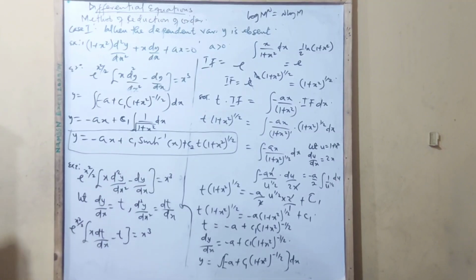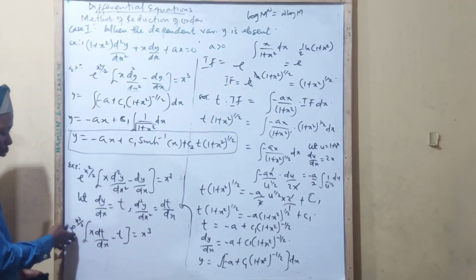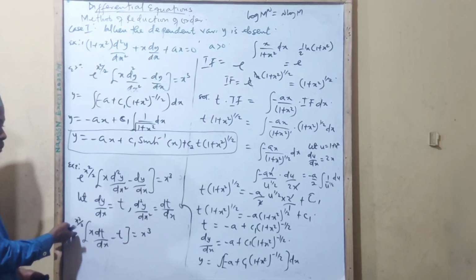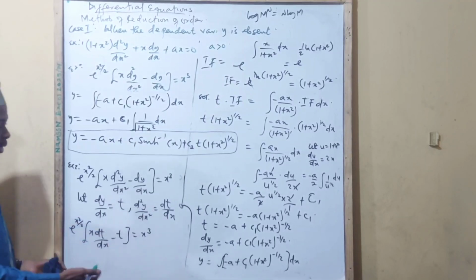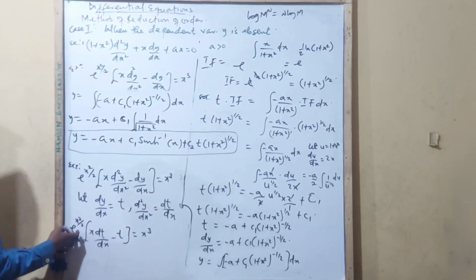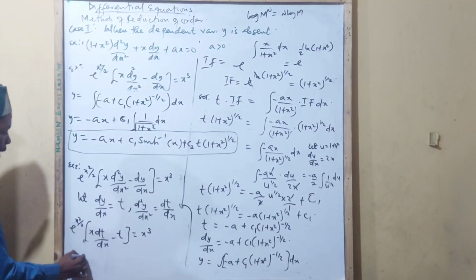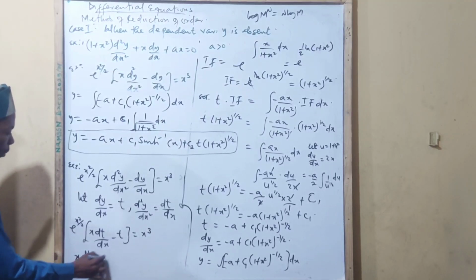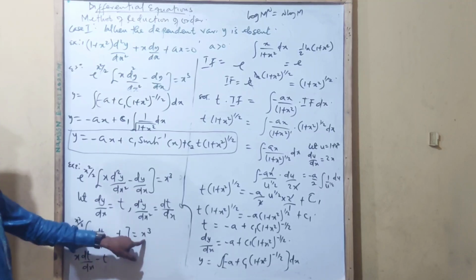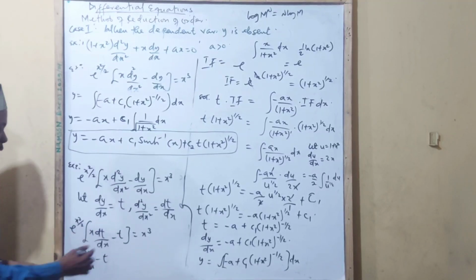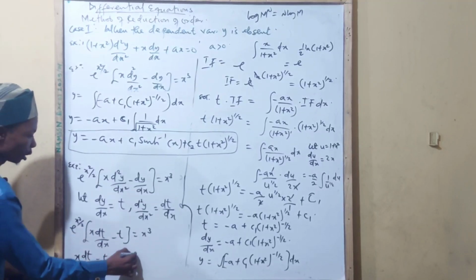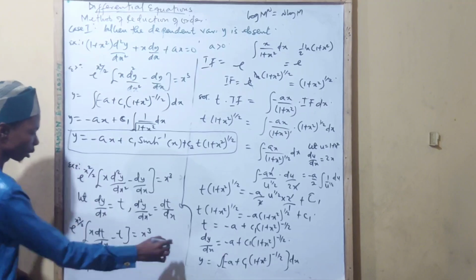So how do I move? Because of this e raised to power x squared over 2, let's divide both sides by e raised to power x squared over 2. So if I divide both sides by e raised to power x squared over 2, we are going to have x dt/dx minus t. If I divide x cubed by e raised to power x squared over 2, it will be x cubed e raised to power minus x squared over 2.